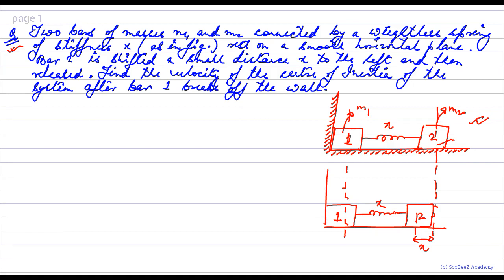Bar m1 is going to leave the contact with this wall when the stretching in the spring is about to begin. Fine, during that whole period the energy is going to be conserved. Basically what is going to happen is that this spring is going to apply a force on bar 2 in the rightward direction. It is also going to apply a force on bar m1 in the leftward direction, which is going to be balanced by the normal force which would be provided by the wall. Okay, so this bar 1 is not going to move until there is some stretching in the spring.